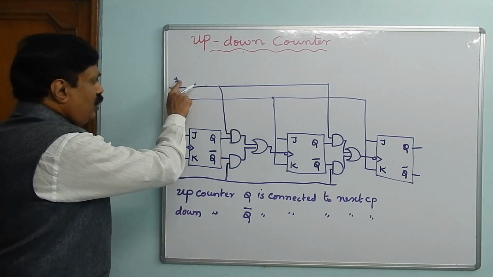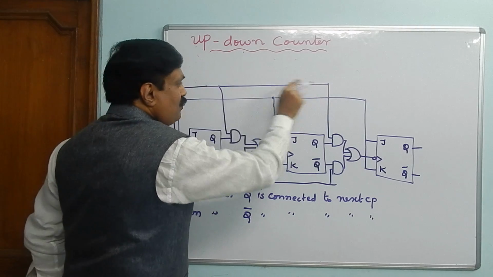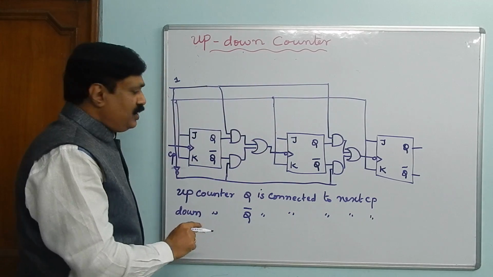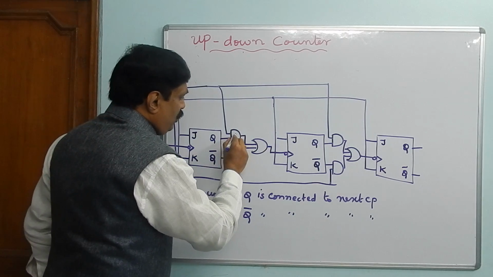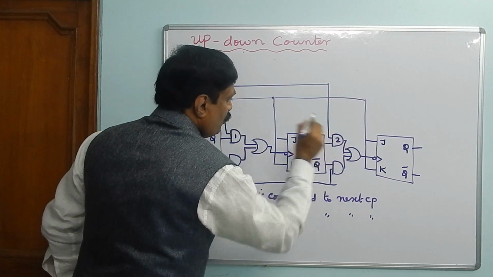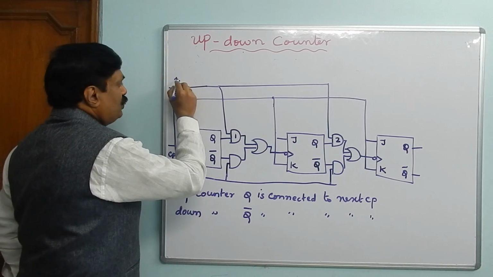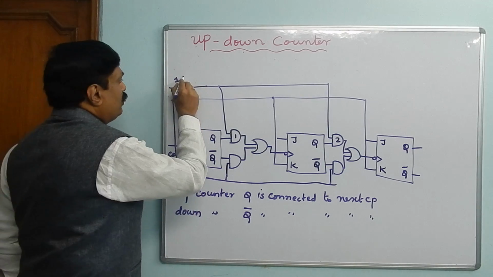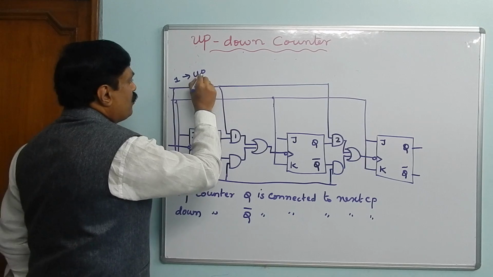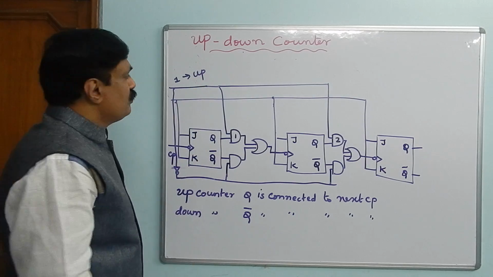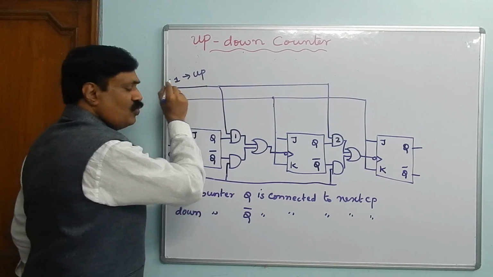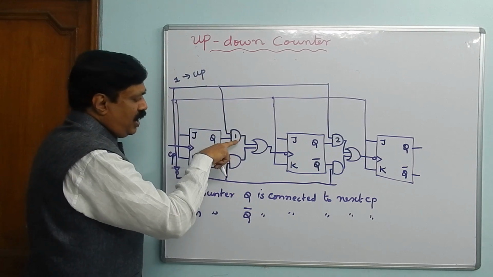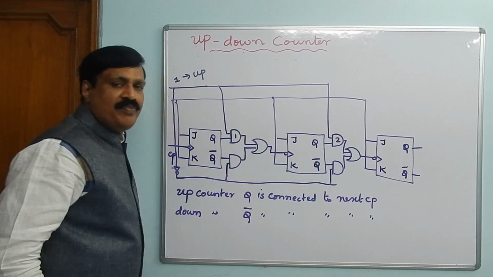Now if it is 1, this terminal is activated, and the other is 0. I will name them here 1 and 2. If this is 1, then it is upward, up counter. If you give 1, that means AND gates 1 and 2 are enabled.